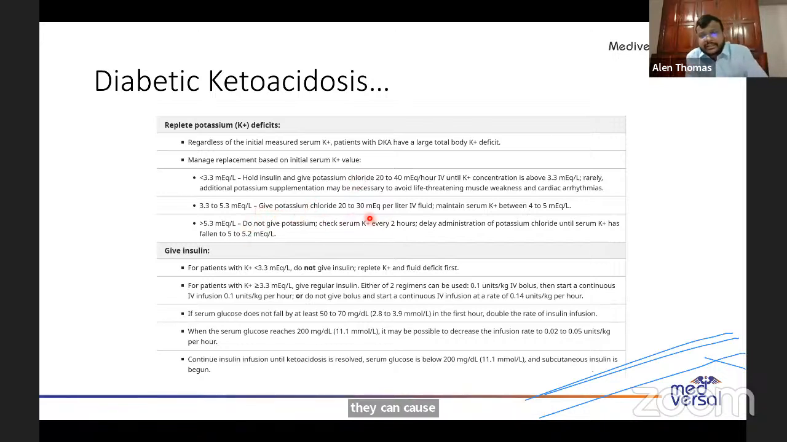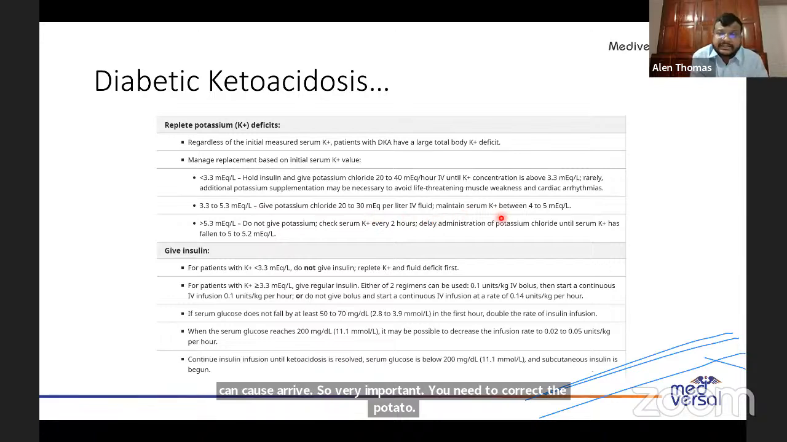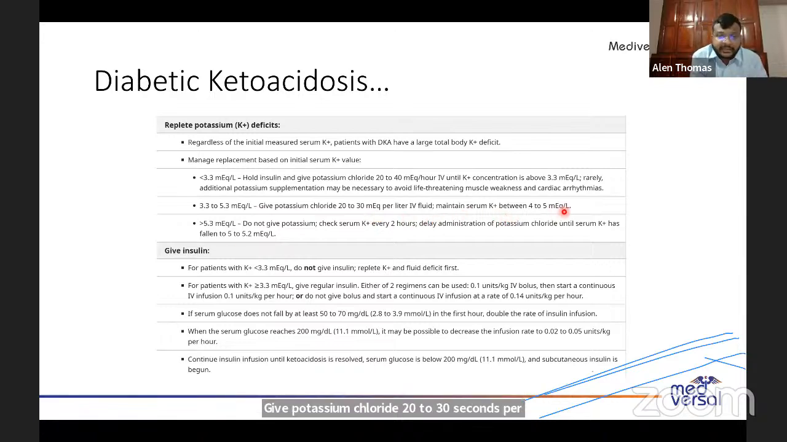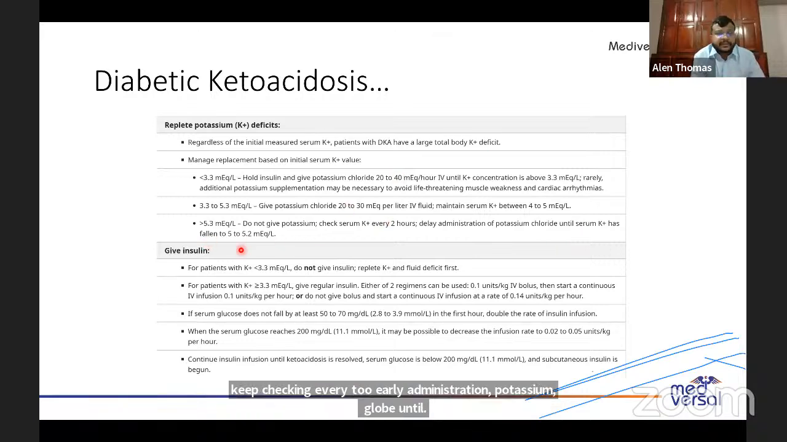Give potassium chloride 20 to 30 milliequivalents per liter of IV fluid. Maintain serum potassium between 4 to 5. Once the serum potassium is high, do not give potassium, but keep checking every 2 hours. Delay administration of potassium chloride until the serum potassium has fallen to less than 5.2.